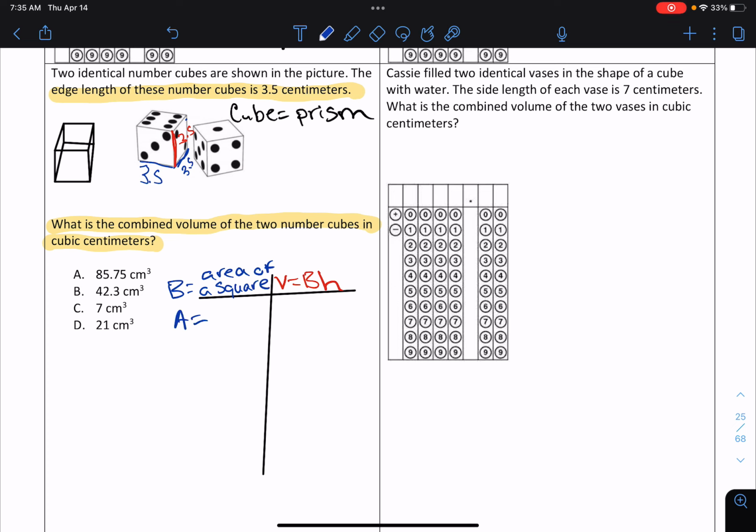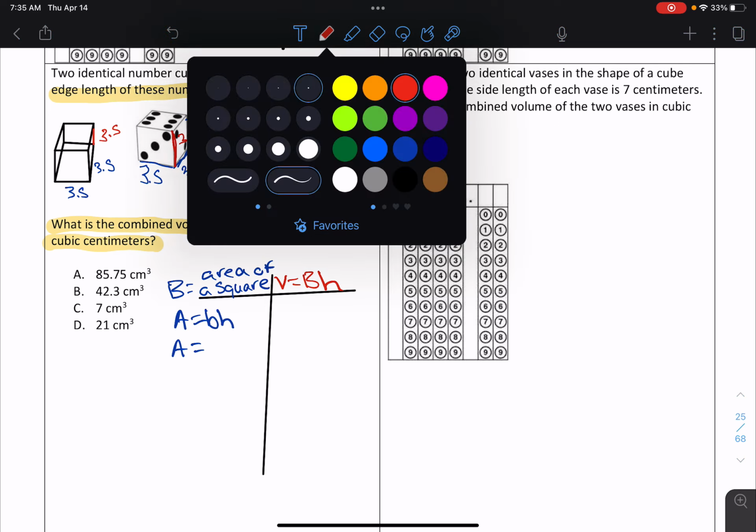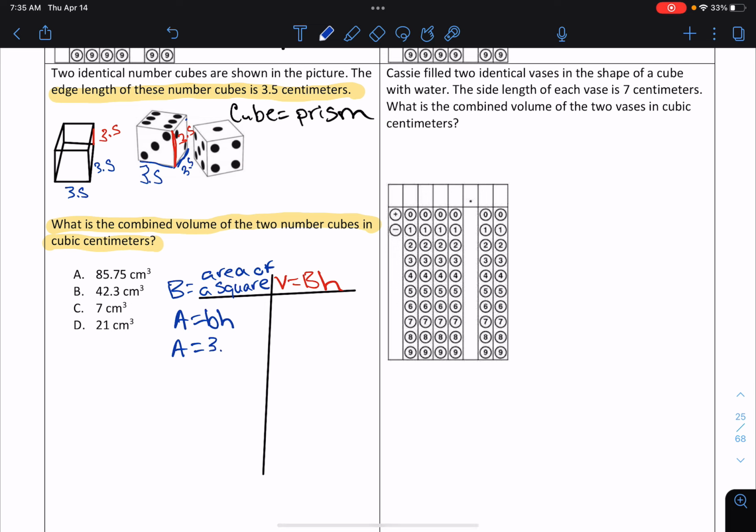So what formula are we using there? Okay, you said A equals BH. You are correct. And it tells us that each side length is 3.5. So that means this side is 3.5. This side is also 3.5. And back here, the height would also be 3.5. Okay, so that means to find the area of the base, we're going to multiply 3.5 times 3.5. So go ahead and multiply that.